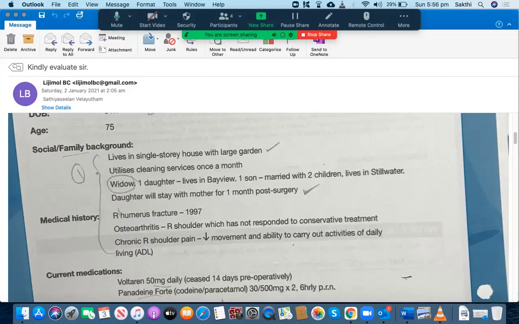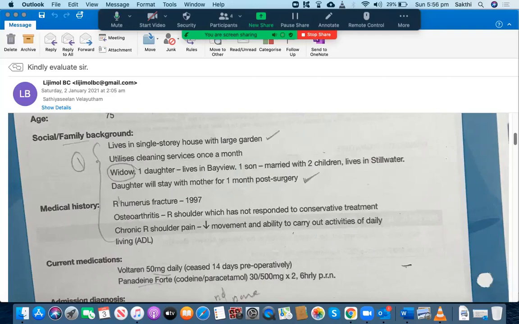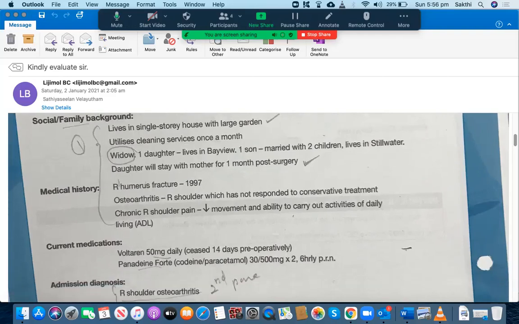But what about this one with a large garden? So did you mention this one, single-story home? Because after the shoulder operation, okay, they need to move around, isn't it? Yeah, I think you need to mention this. Lives in single-story home. A large garden is not needed. Widow, that's okay. Married with 2 children, lives in Stillwater. They live in a different suburb. One daughter lives in Bayview. Okay, daughter will stay in Manthia. That's okay. This is all right.